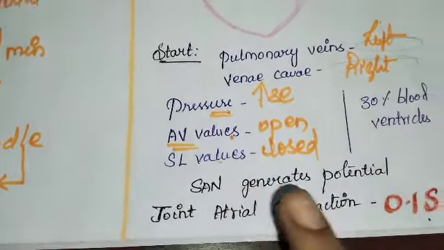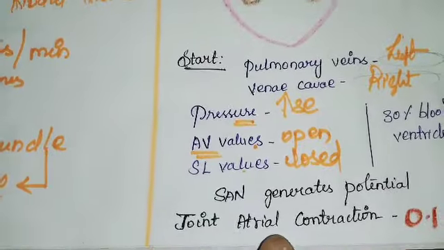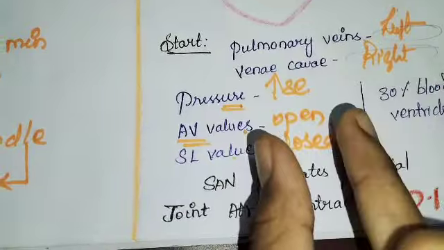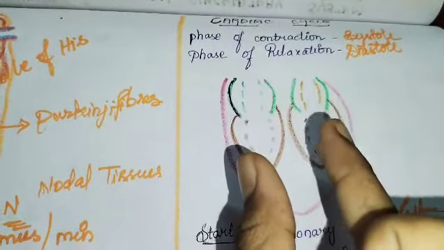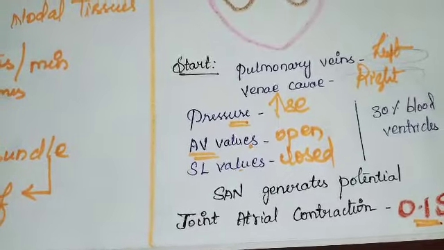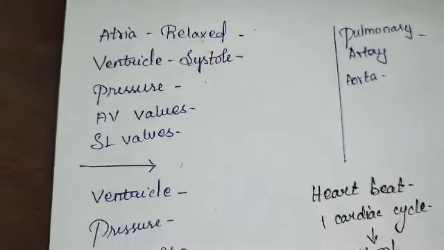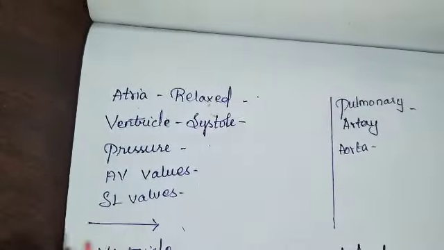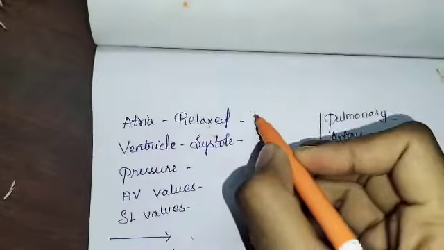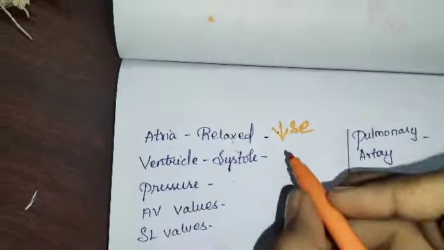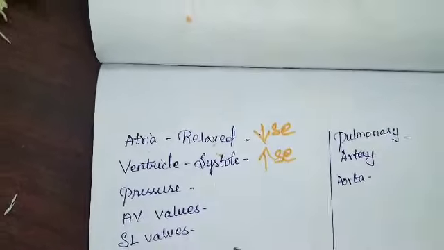So the sinoatrial node generates a potential. So in the joint atrial contraction, both the atria contract with a time interval of 0.1 second. Okay. Now the atria are in a relaxed state because they pour the blood into the ventricles. Then pressure decreases in the atria and pressure increases in the ventricles.